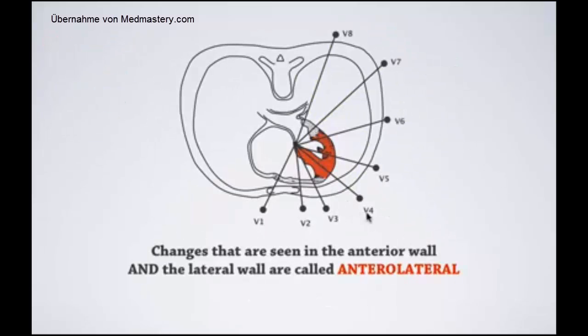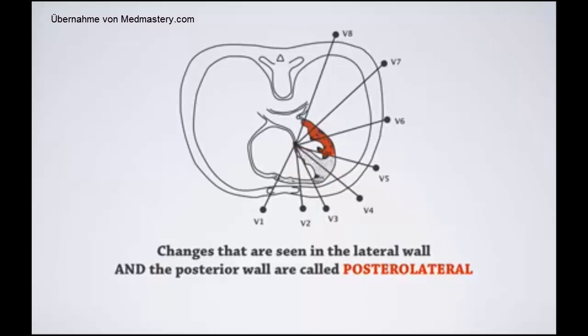And what if you can see changes in V4, so the anterior wall, but also the lateral wall? Well, changes that are seen in the anterior wall and the lateral wall are called anterolateral, and changes that are seen in the lateral wall and the posterior wall are called posterolateral.